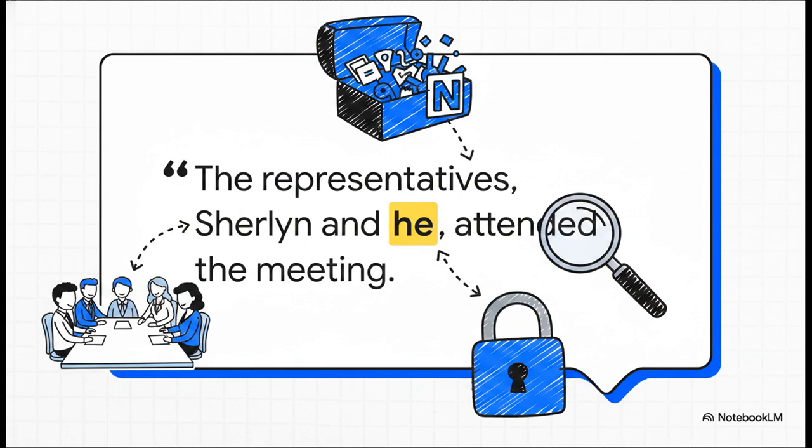In this sentence, who attended the meeting? The representatives, right? That's our subject. Since representatives is the subject, we just look at our toolkit, grab a subject pronoun from that nominative case, and pull out he. Case closed.